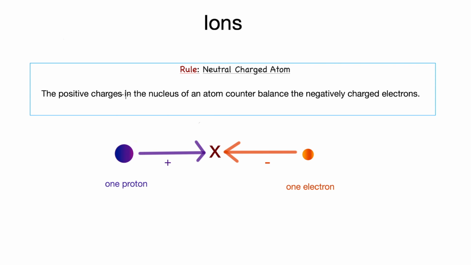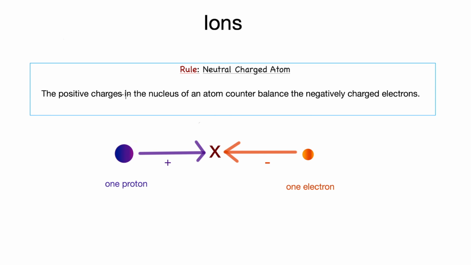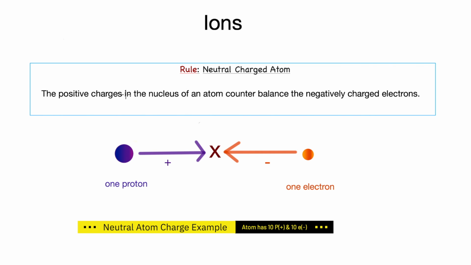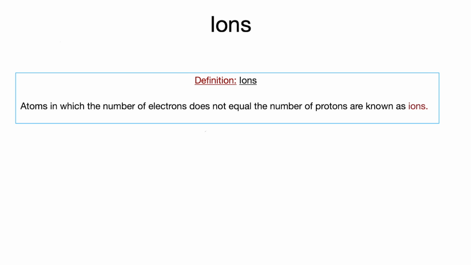Now, this means that an atom is neutrally charged, or has no overall charge, if there is an equivalent amount of positively charged protons with the same number of negatively charged electrons around the nucleus of the atom. This means if the atom has 10 protons, then it should have 10 electrons for it to be neutrally charged. If the atom has 100 protons, it should have 100 electrons to have zero charge.